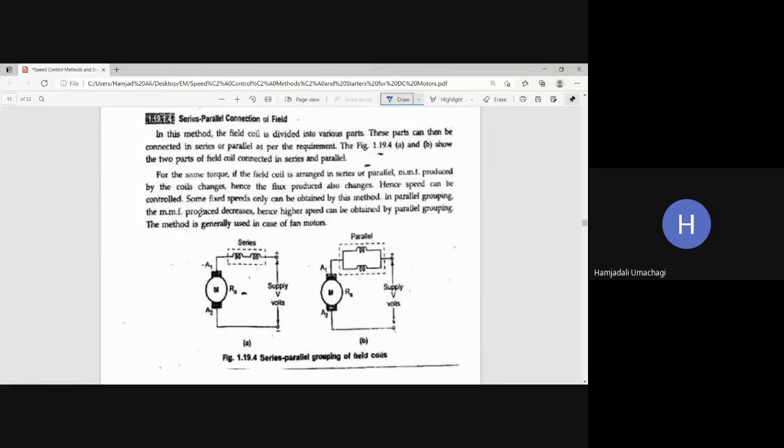In parallel grouping, the MMF produced decreases. As I told you in the beginning, in parallel circuits the MMF or the flux decreases. Because of that, higher speed can be obtained, because if flux decreases, then speed increases, being inversely proportional. So higher speed can be obtained by parallel grouping. This method is generally used in fan motors. In industries, large rating fans run for cooling purposes, and the motors that run those fans use parallel grouping of the motor field winding.